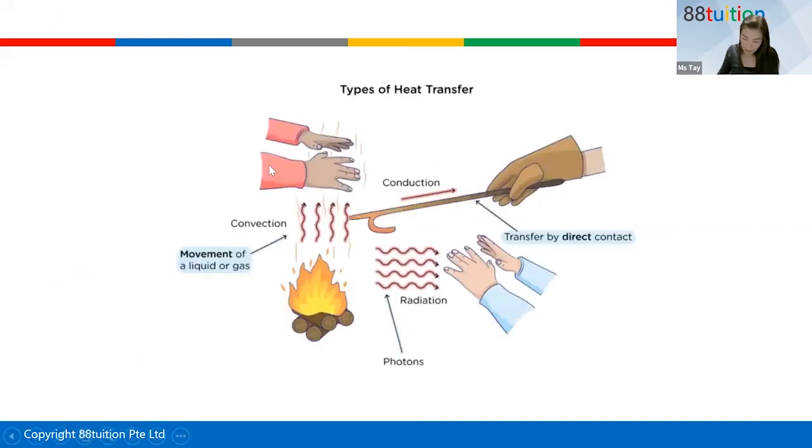In fact, you can find diagrams like this easily. Take a screenshot if you want to. So heat transfer happens in 3 ways: conduction, convection, radiation.